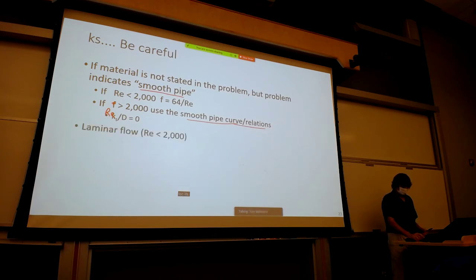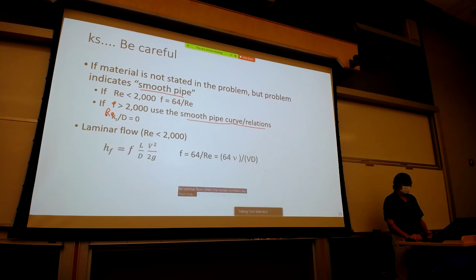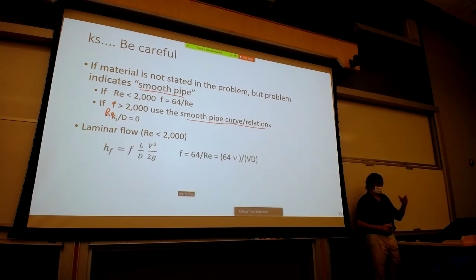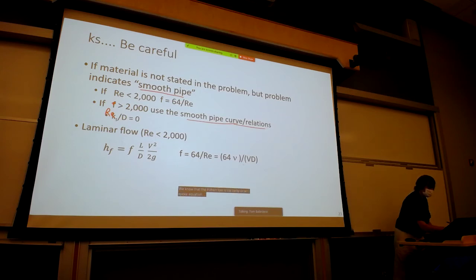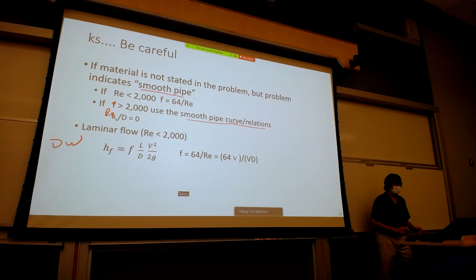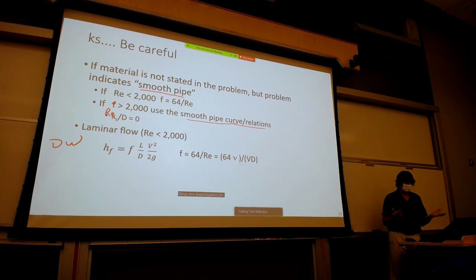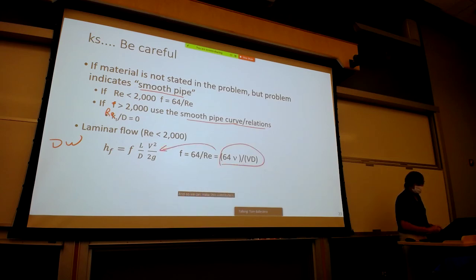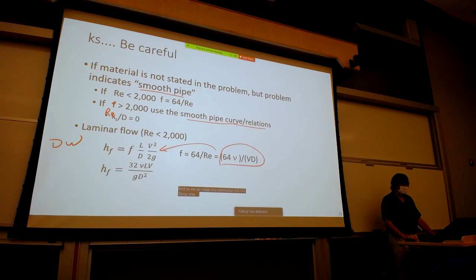For laminar flow, when the Reynolds number is less than 2,000, we know that the friction loss is the Darcy-Weisbach equation, DW. We also know that the friction factor is 64 over the Reynolds number, which is 64 times mu divided by the velocity times the diameter. And so we can make this substitution into the Darcy-Weisbach equation, and what you would get is that the friction loss is 32 mu LV over gamma D squared.